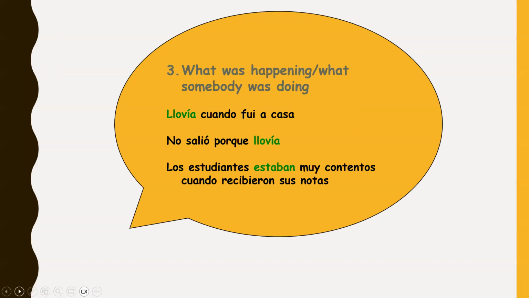The final way that we use the imperfect tense is to talk about what was going on or what somebody was doing when another action interrupted it. For example, here we have llovía cuando fui a casa. It was raining when I went home. No salió porque llovía. He didn't go out because it was raining. Los estudiantes estaban muy contentos cuando recibieron sus notas. The students were very happy when they received their grades.